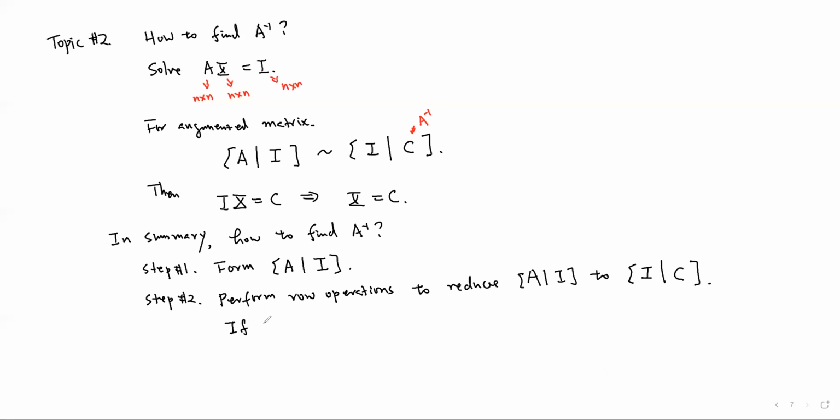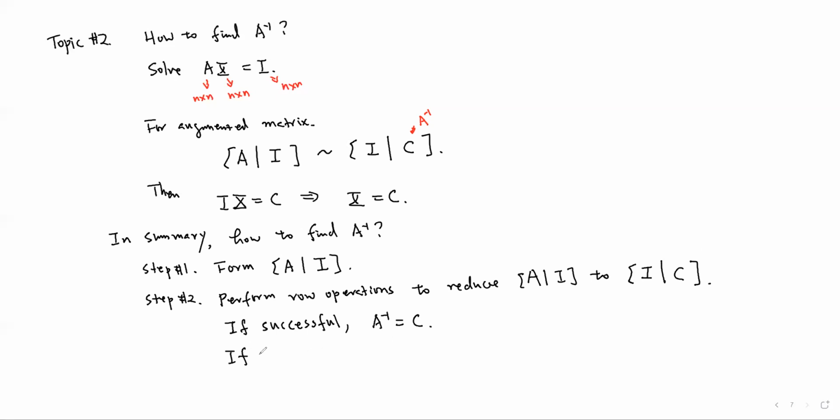If successful. It may not be successful. If successful, if we can reduce this matrix to a matrix of this form, then C is the inverse of matrix A. Then A inverse is equal to C. Yes, this part is A inverse.